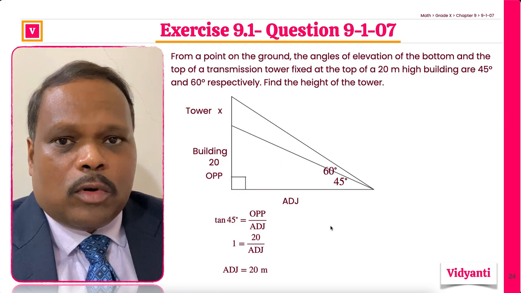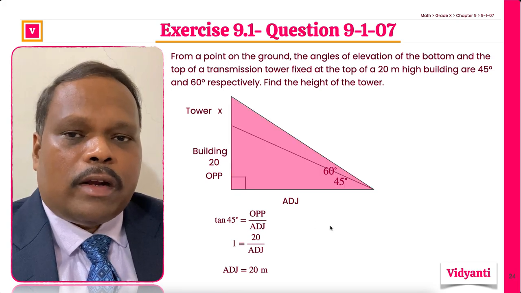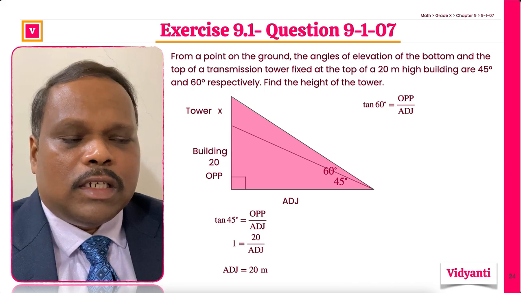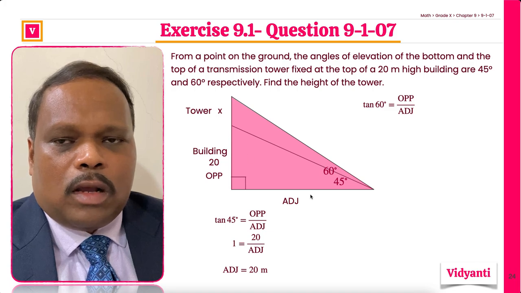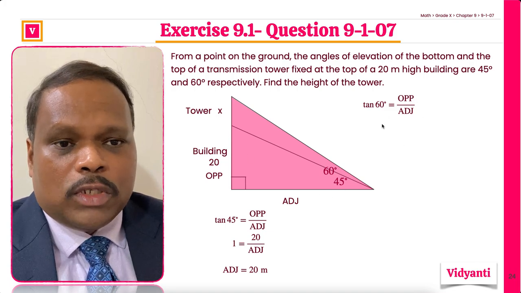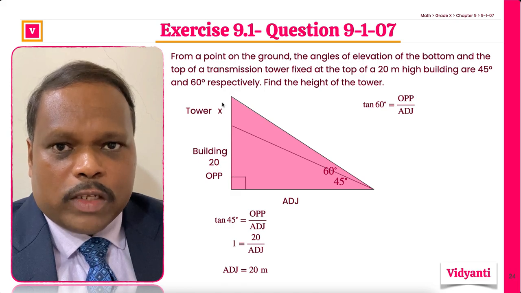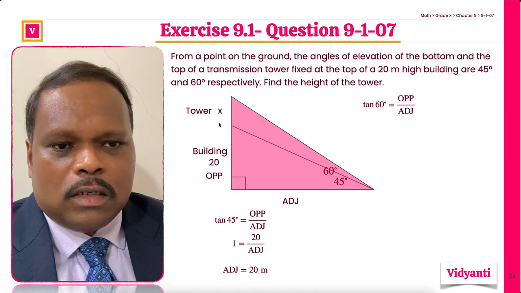Now we will forget about the smaller triangle. We will go for the bigger triangle. So for the bigger triangle, tan of 60, now we have to consider the entire triangle, and that will be again opposite over adjacent. But now opposite is not just 20. Opposite for the bigger triangle is 20 plus x, the complete distance, 20 plus x.